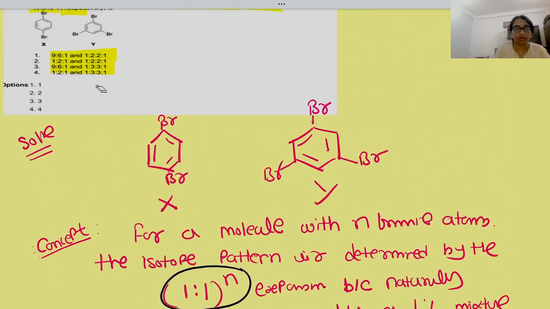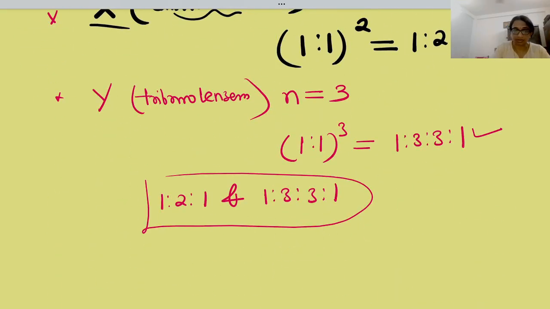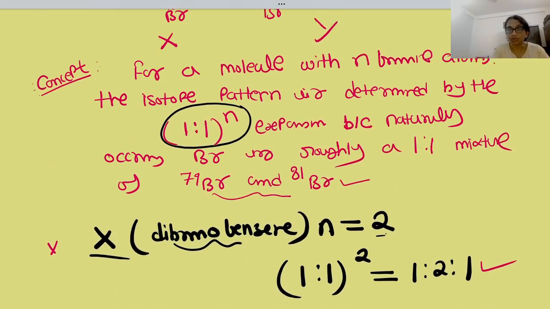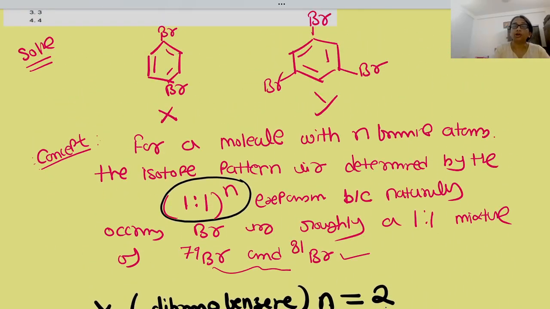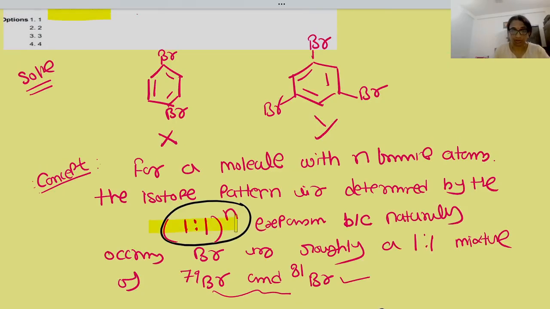Now match our answer with the given options. Option number 4 matches our answer, so option number 4 is the correct answer. We can calculate the relative intensity in mass spectroscopy on the basis of this formula, (1 : 1) to the power n, as well as the natural occurrence of bromine in a 1 to 1 ratio. Thank you.